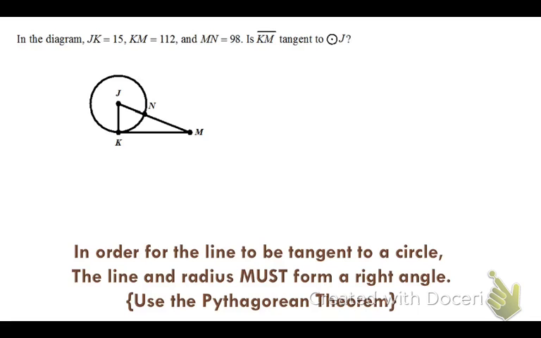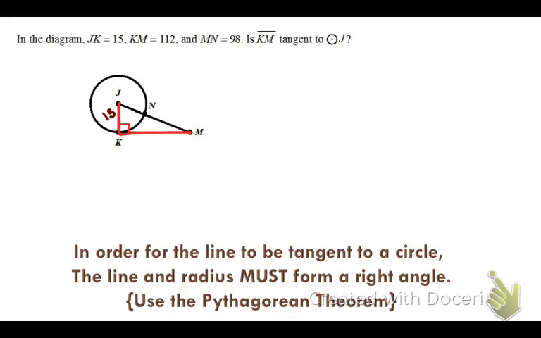This is the first portion. It says, in the diagram, JK equals 15, KM equals 112, MN equals 98. Is KM tangent to circle J? In order for the line to be tangent to a circle, the line and the radius must form a right angle. So what line are we questioning right now? KM. All right, and then where's the radius? What's the name of the radius? JK. So they need to form a right angle in order for this line to be tangent. So what kind of shape does this look like? A right triangle. What formula deals with a right triangle? Pythagorean theorem. So we're going to plug in. I see JK is 15.